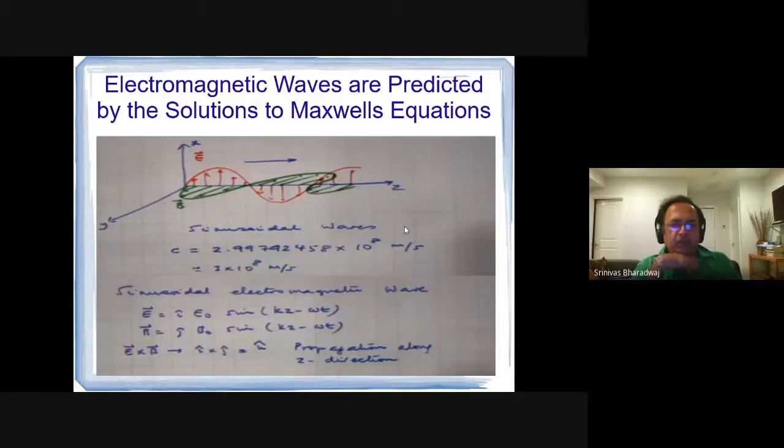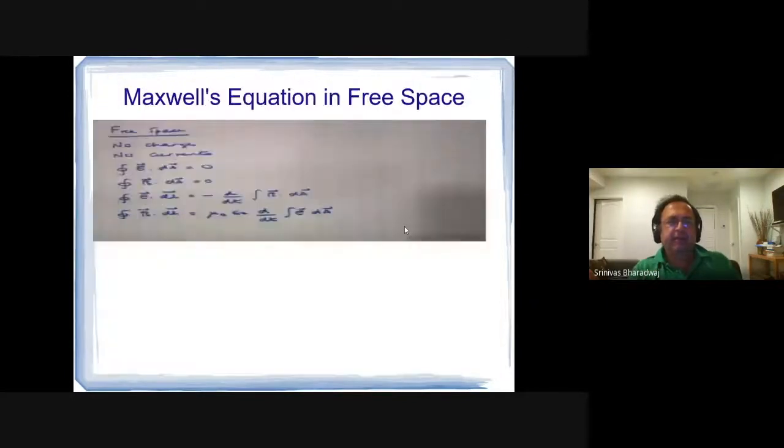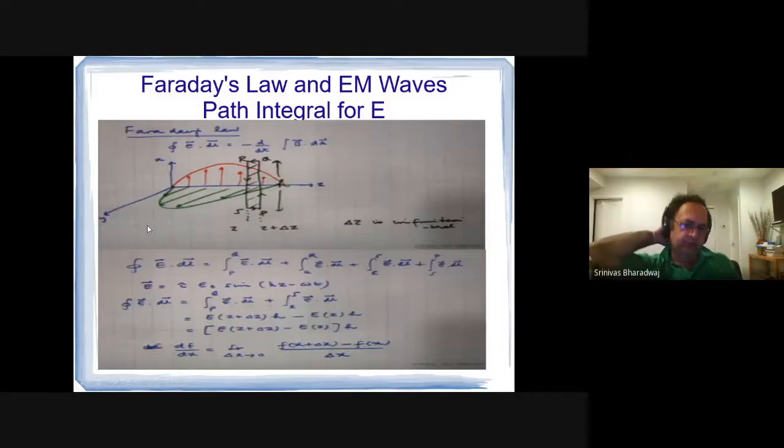Okay, so E cross B is the direction of propagation along the z-axis. So the wave propagates along the z-axis. In free space, E dot dA equals 0. B dot dA is anyway 0 regardless, right? So now there are only these two that matter. And finally, using these two, we calculate E, and then B, then we take the cross product of the two.